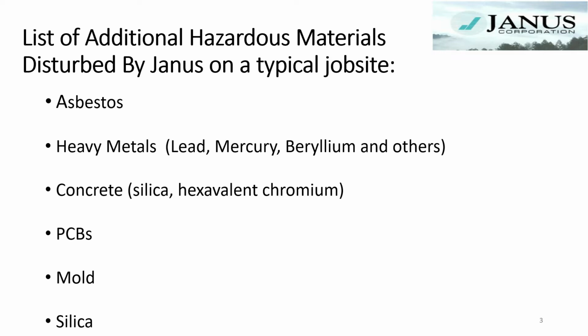PCBs, which are chemicals often found in mastics and putties, window caulkings, sealants, and other products. Mold, which we deal with, often mold growing in asbestos or lead-containing materials. And silica. Now, above we talked about silica being in concrete, but silica can be in drywall, can be in plaster, can be in 2x4 ceiling tiles, and numerous other products.